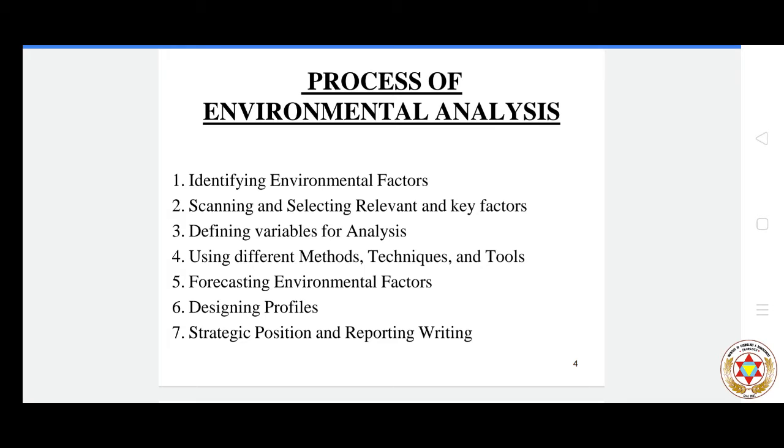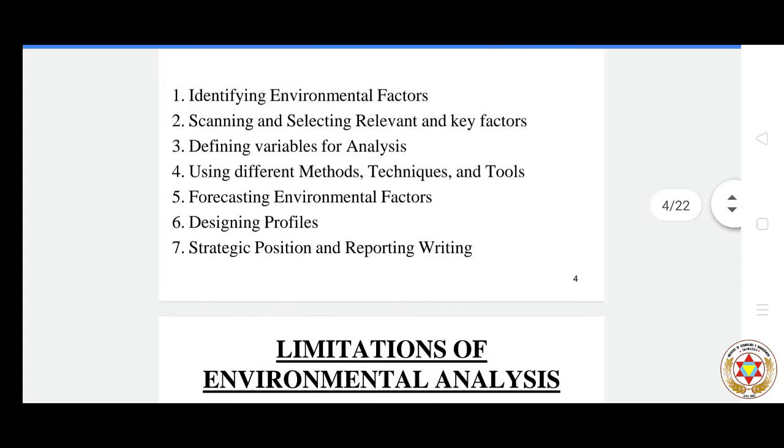The sixth step is designing profiles. The internal areas are recorded in the strategic advantages profile, that is the SAP, and the external areas are recorded in the environmental threats and opportunities profile, that is the ETOP. So these two profiles are designed and combined into one. And the seventh step is the strategic position and report writing. That is, after analysis of the business environment, a strategist knows the actual situation and can make some future forecasting based on the environmental analysis.